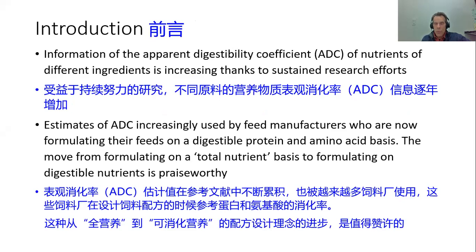There is an increasing amount of information on the apparent digestibility coefficient of nutrients in different ingredients due to increasing research effort. Estimates of apparent digestibility of nutrients in a variety of feed ingredients are increasingly used by feed manufacturers who are trying to formulate their feed on a digestible protein, digestible amino acid, and other digestible nutrient basis. The move from formulating on a total nutrient basis, for example total lysine, to a digestible nutrient basis like digestible lysine is really praiseworthy, because if it's not digestible, it's of no value to the animal.